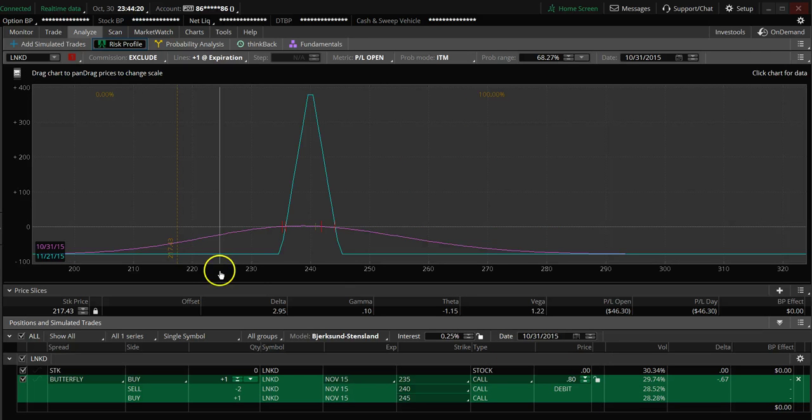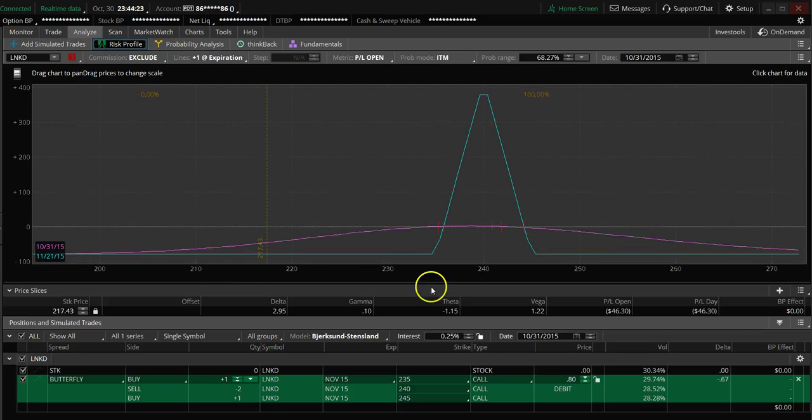So how do we make money in this? What we want is, we need the stock to finish in between these break-evens here, which is basically these prices, the 235 and the 245.